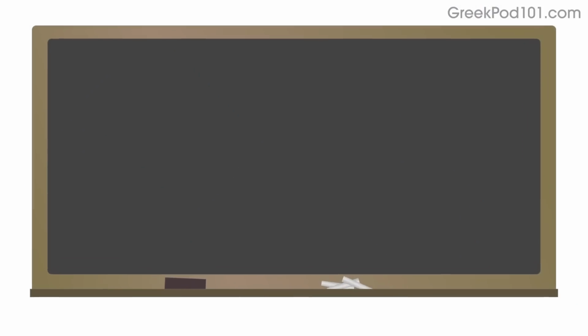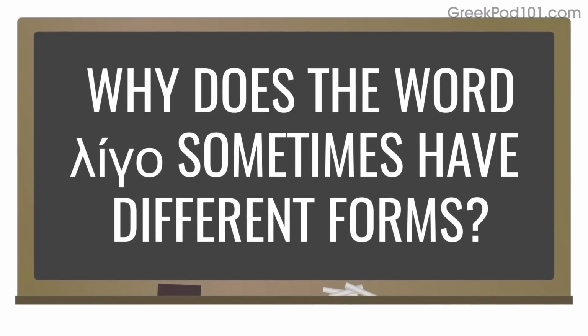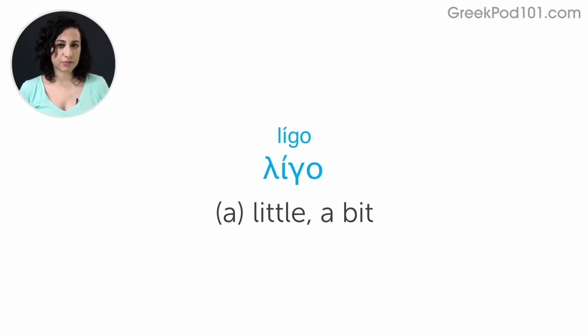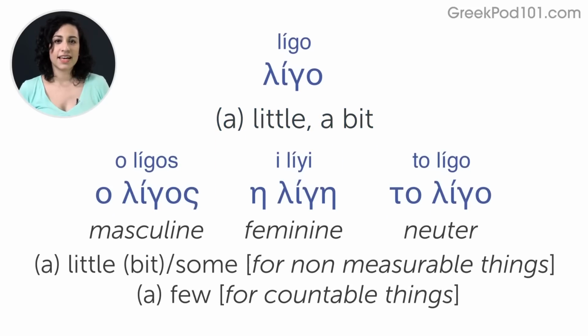The question for this lesson is, why does the word λίγο sometimes have different forms? Just like with the word πολύ that we saw in the previous lesson, λίγο has two types as well. First, there's the adverb λίγο, meaning a little or a bit. And second, there's the declinable adjective ο λίγος, η λίγη, το λίγο, in the masculine, feminine, and neuter gender, respectively, meaning a little bit, some, for non-measurable things, like the noun love, for example, and a few for countable things.